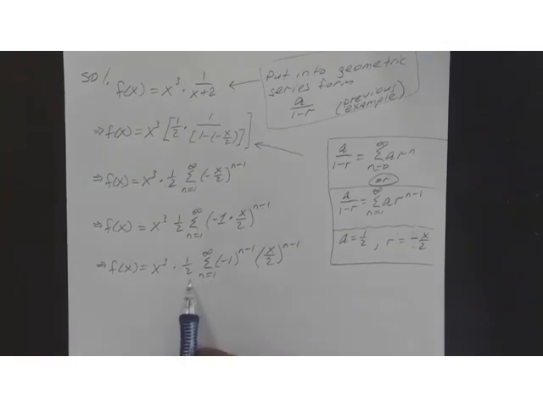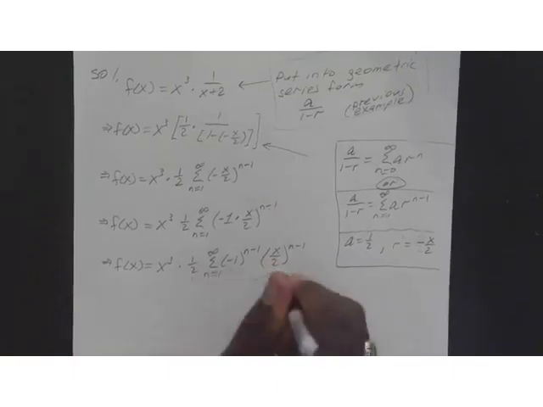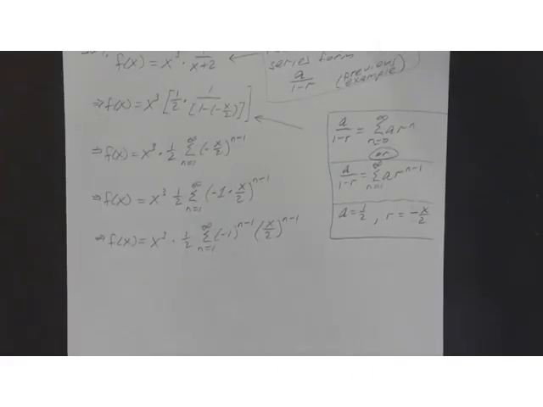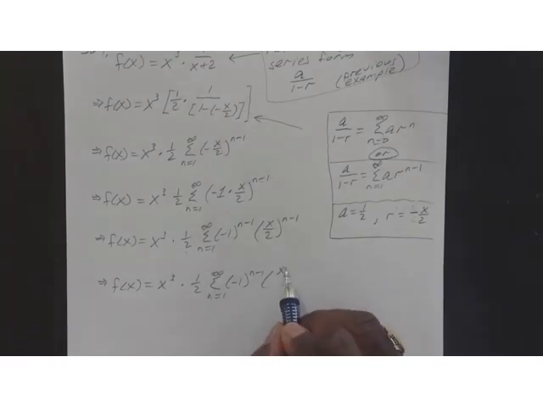Okay, so if we want, we'll distribute that first and then I'll write it just to avoid confusion. So we can distribute that. We can have f of x is equal to x to the third power times 1/2 times the sum from n equals 1 to infinity of -1 to the power of n minus 1 times x to the power of n minus 1 divided by 2 to the power of n minus 1.